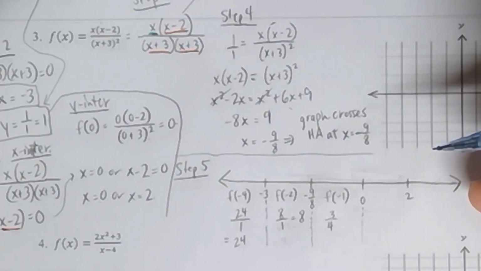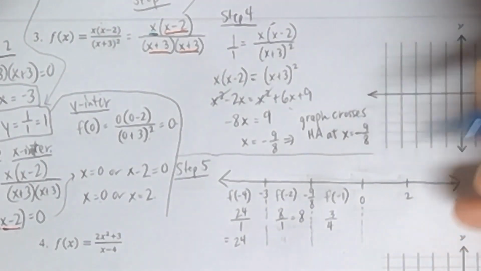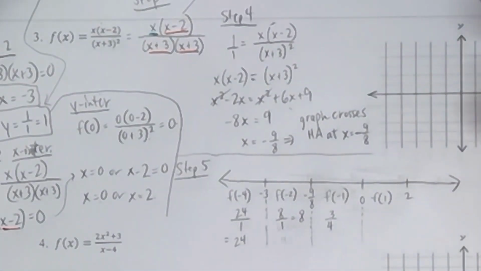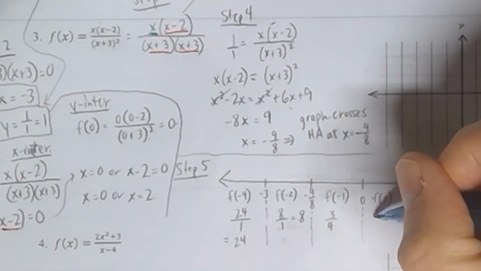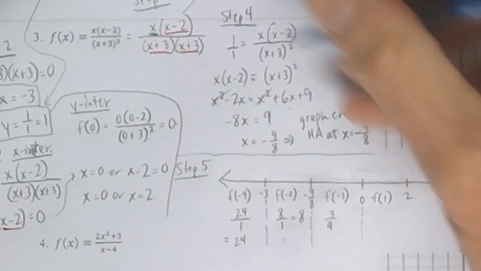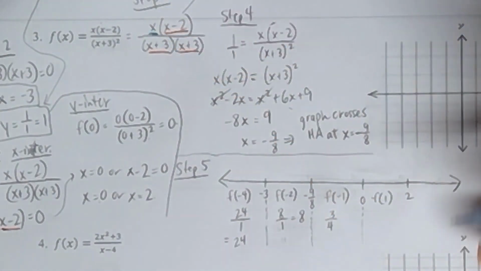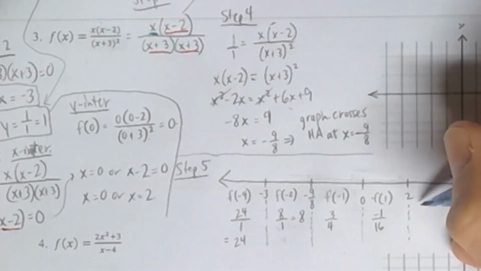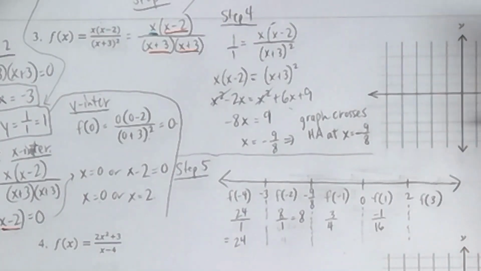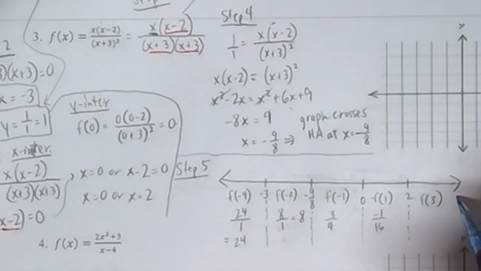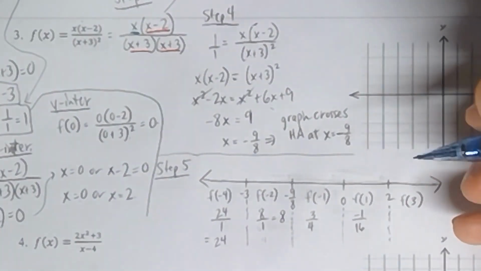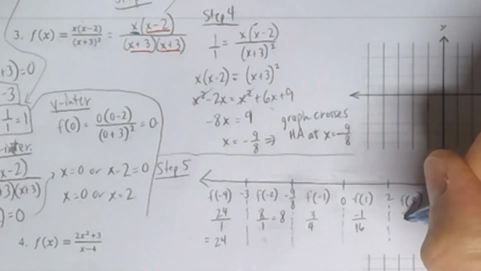Let's see. I also need to plug in something in between 0 and 2. So if I plug in 1, I get, let's see, okay, -1 over 16. And then finally, if I plug in a number in between 2 and infinity, which 3 would be a logical choice for that, I get 3 over 36, which is this.